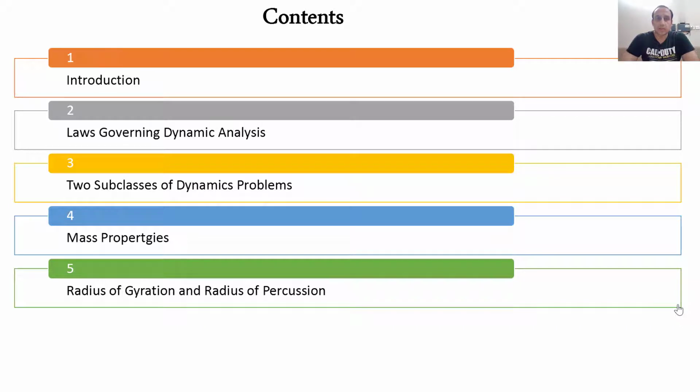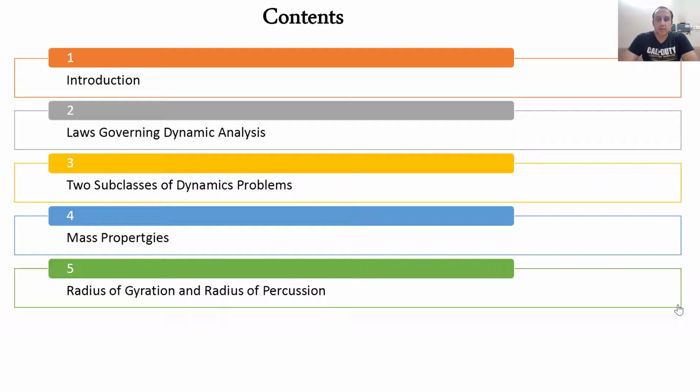First of all, we will see what is a dynamic analysis, and after that we will see Newton's laws of motion, which are actually governing the dynamic analysis. Then we will see the two subclasses of dynamic problems, which are forward dynamic problems and inverse dynamic problems. We will see what's the difference between these two types of dynamic problems, and which type of problem we will focus on in this subject.